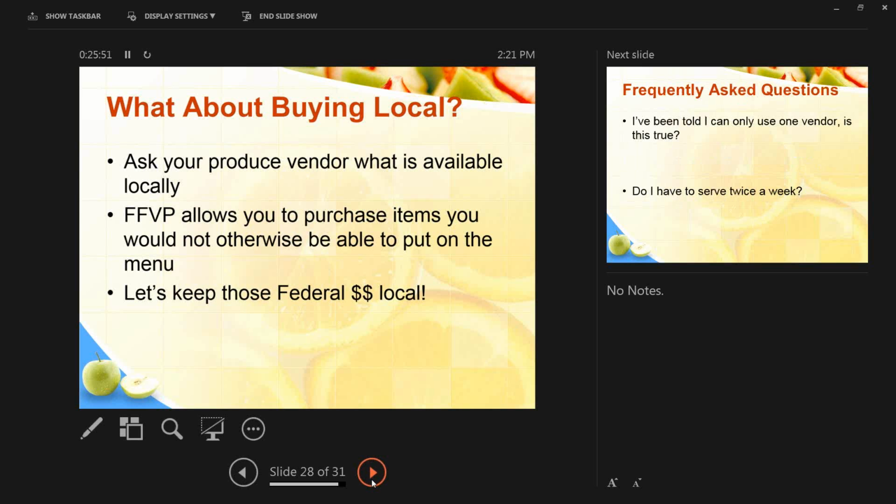Okay, so what about buying local? You can reach out to your produce vendor and ask them what's available locally. And a lot of times the fresh fruit and vegetable program has that higher dollar amount, so it could potentially allow you to purchase items that you may not otherwise be able to put on your menu. And of course, we always want to encourage folks to keep those federal dollars local and keep those federal dollars within our state of Nevada.